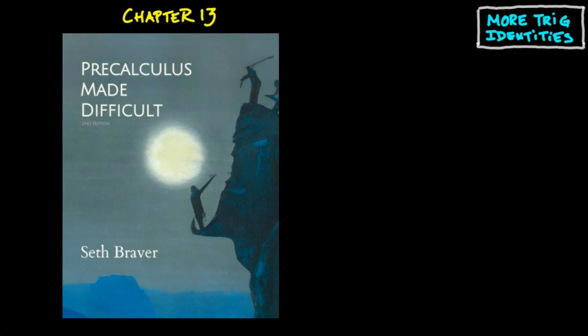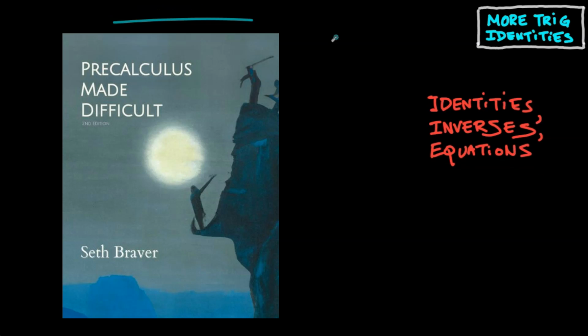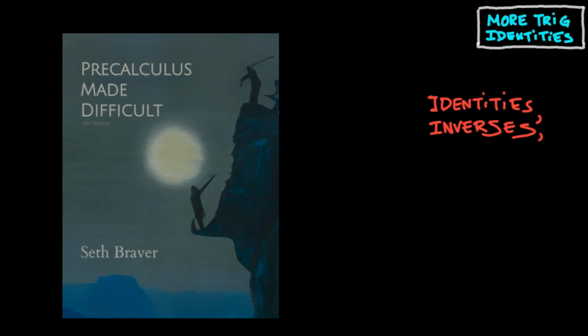And at last, it is time to enter Chapter 13, the final chapter of Pre-Calculus Made Difficult. This chapter is a bit of a hodgepodge, as its name, identities, inverses, equations, might suggest. And today, we'll be concentrating on identities.